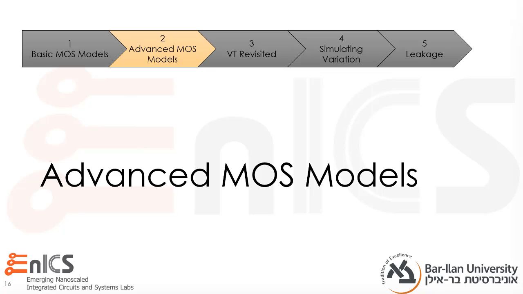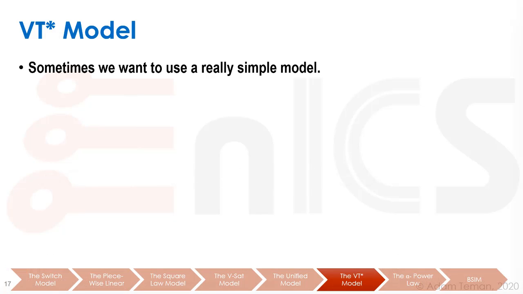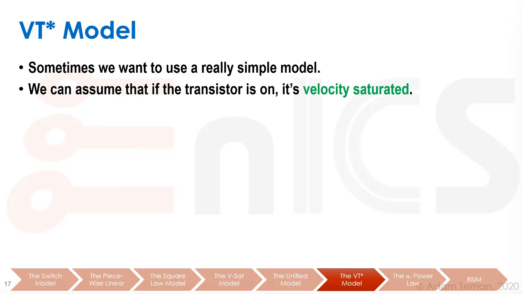So those were our basic MOS models, and now let's continue to some more advanced MOS models. So one of them is called the VT star model. And what is the VT star model? Sometimes we want a real simple model, but we saw that our switch model was just too inaccurate. However, we can assume with a short channel transistor that we're always operating it at either 0 for off or VDD for 1 when it's on. And if we get VDD, we can assume that it's velocity saturated. So let's make this assumption that our transistor is either off or it's velocity saturated.